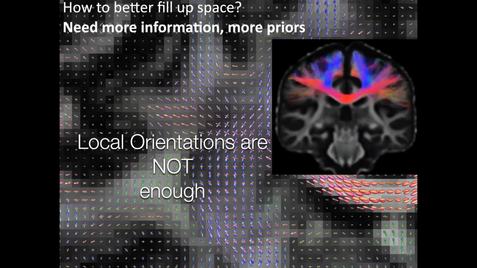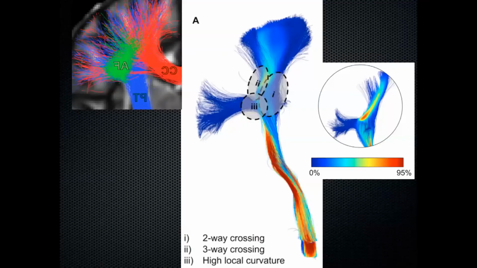So a key conclusion, I think, in the tractography community these days is that local orientations are not enough. We need more than just the diffusion signal. We need extra priors. We need more anatomy. We need more modalities. And this is illustrated here very well, right? When three fascicles cross here between the red, blue, green bundles, it creates a blockage for tractography. It's a huge traffic jam.